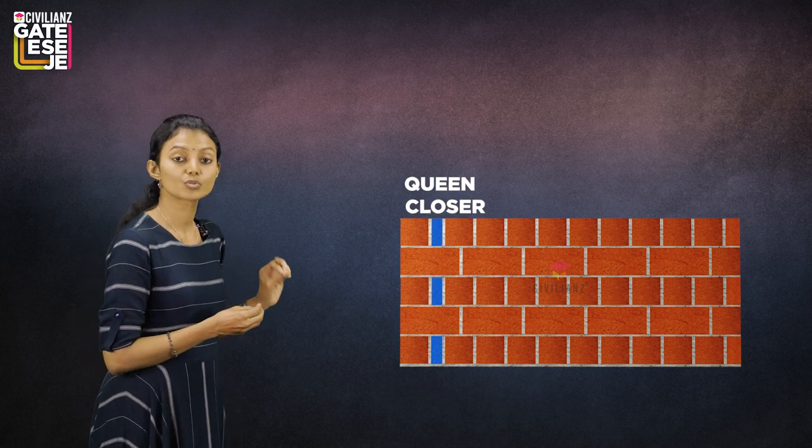Here also, for avoiding vertical joints, we are using the cune closer next to the coin headers. And usually a single Flemish bond is used if the brick wall thickness is more than 1.5 brick thickness. That is the application of a single Flemish bond.